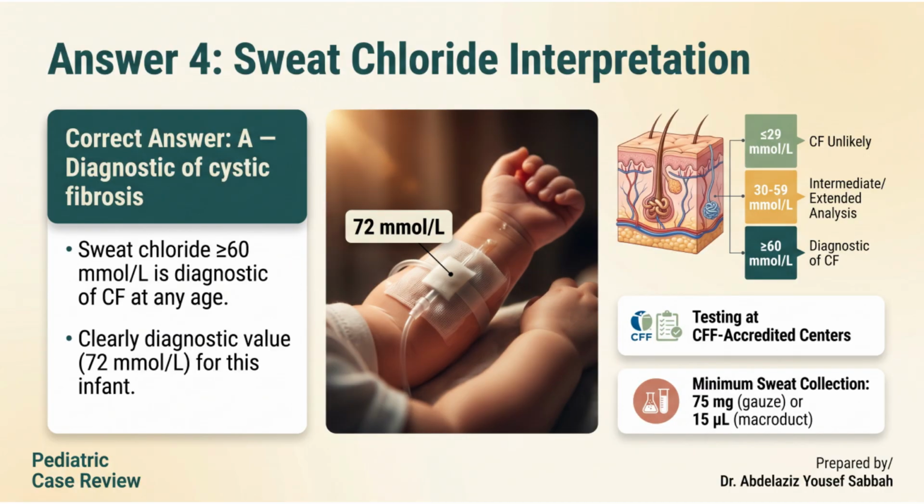diagnostic of cystic fibrosis. A sweat chloride value of 60 millimoles per liter or higher is diagnostic of cystic fibrosis at any age. This infant's value of 72 millimoles per liter, confirmed on 2 separate samples, is clearly in the diagnostic range. For reference, a value of 29 millimoles per liter or below makes cystic fibrosis unlikely, and the range from 30 to 59 is intermediate and calls for further analysis. Testing should be performed at accredited centers, and an adequate sweat sample must be collected, with minimum quantities of 75 milligrams using gauze or 15 microliters using the Macroduct system.